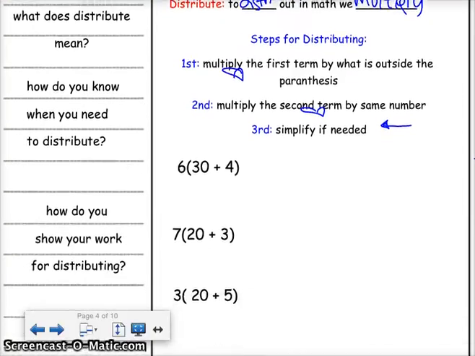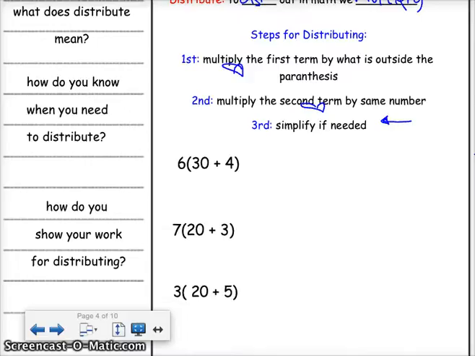6 parenthesis 30 plus 4. Notice how the 6 is sticking to the parenthesis. Do you visualize that? And yesterday we had this. Do you see the difference? This means that you're just adding. It means that you can combine your 6 and 4 to find that fast path.